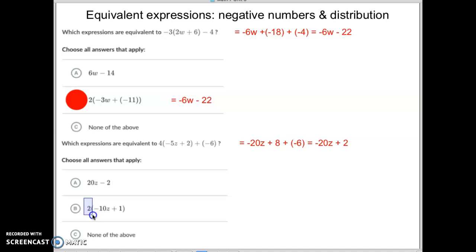This one here, let's distribute. 2 times negative 10z is negative 20z, and 2 times 1 is 2, so there's our negative 20z and our positive 2. Hey, look, this one and this one match exactly. So again, letter B is our answer for this one.